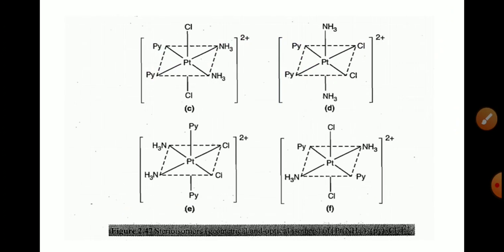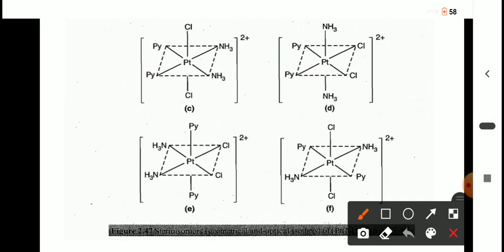These are examples which have Ma2b2c2 type of complexes, but these arrangements have a plane of symmetry. This arrangement we can see here has a plane of symmetry, and this also has a plane of symmetry, and this has a plane of symmetry. Because of the plane of symmetry, this will not show optical activity.